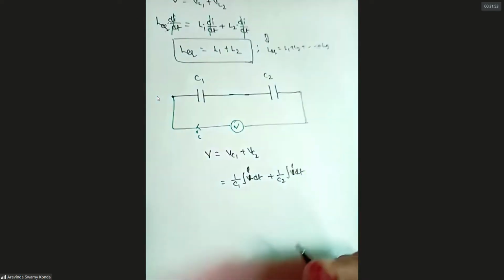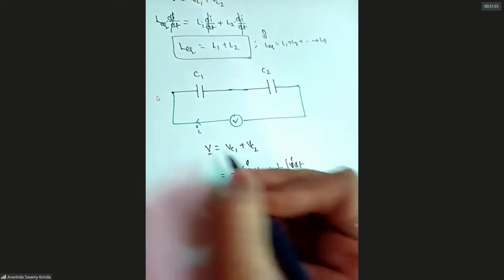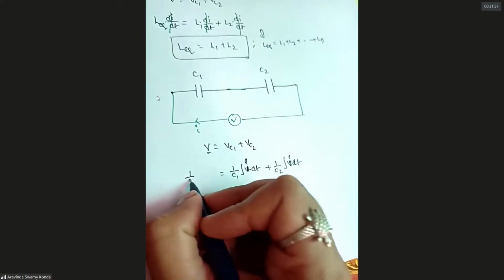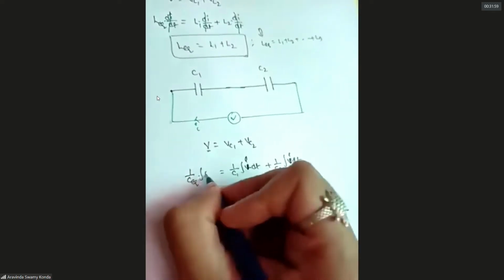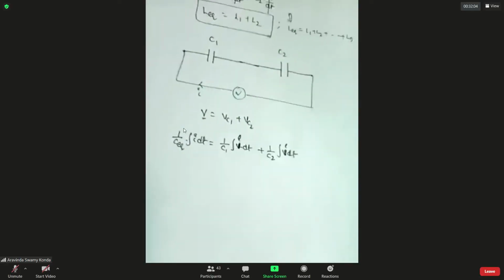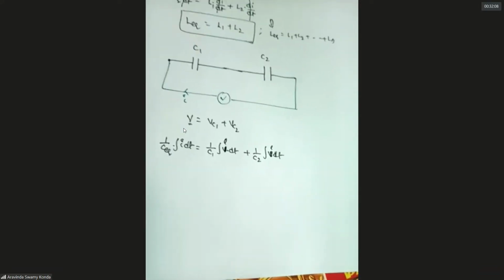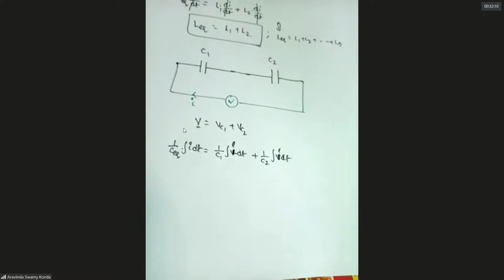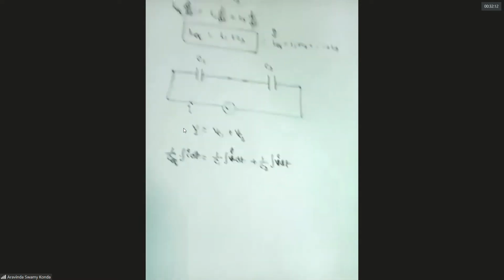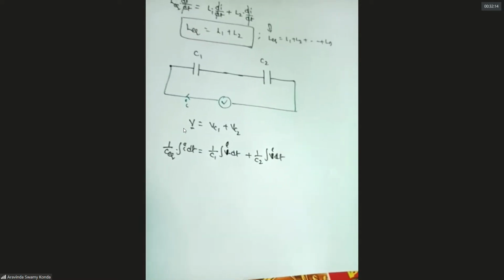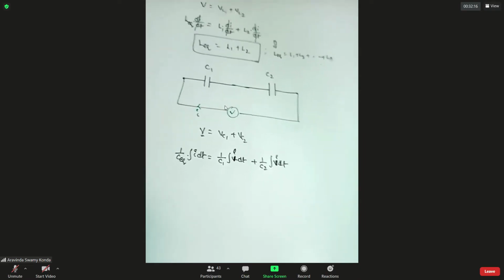So here also the total voltage is nothing but 1 by C equivalent into integral of I dt. Am I right? What is the capacitor voltage? 1 by C1 into integral of I dt. Why am I writing I dt here? The current will be the same. What is the total current delivered by the source? The current flows through C1 and C2, because they are connected in series.